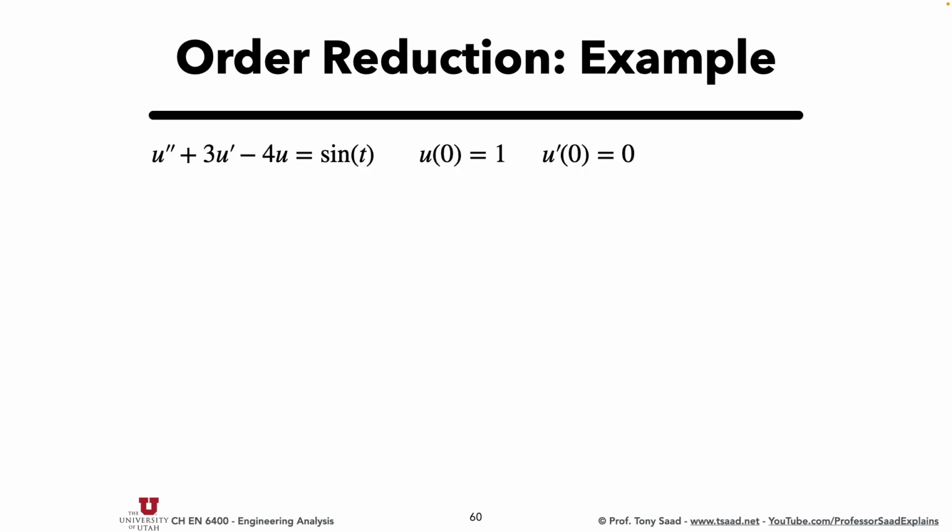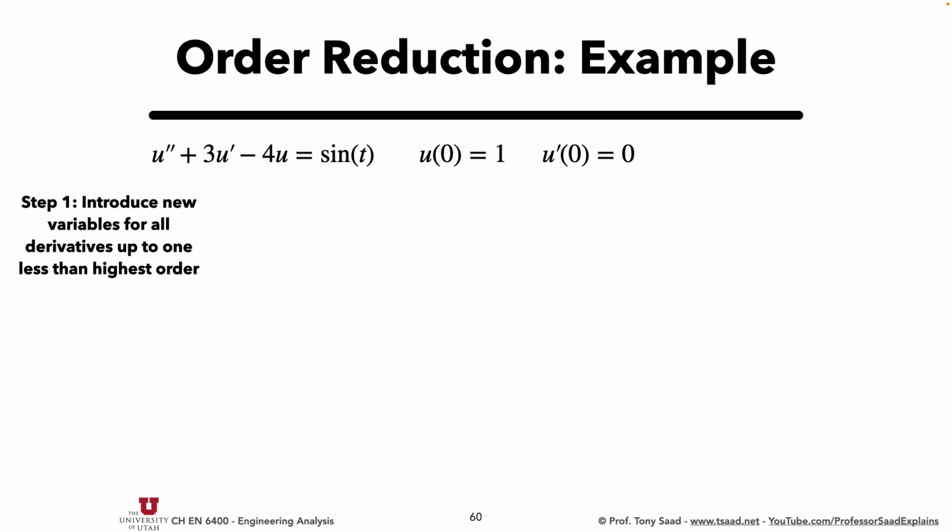Okay, so how would we do this to run it in solve IVP? First step is to introduce new variables for all the derivatives up to 1 less than the highest order. So here we have a second order derivative, but we have a first order and a 0th order. So I'm going to introduce 2 variables, one for u and one for u prime.